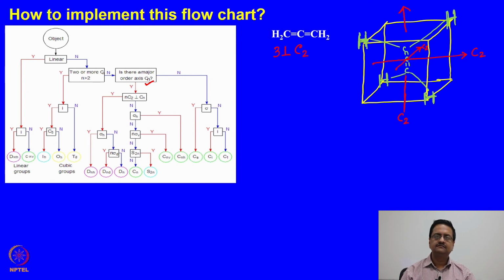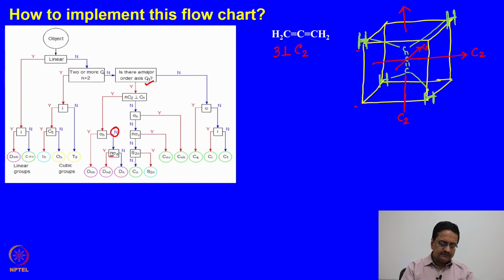So, we come here. Now, the question is, does it have sigma h? The answer is no. None of the C2s have a perpendicular mirror plane. If you have a perpendicular mirror plane, then that hydrogen should come here and this hydrogen should go there and the molecule would change its direction. So, when we see that there is no sigma h, the question is, do we have sigma d?